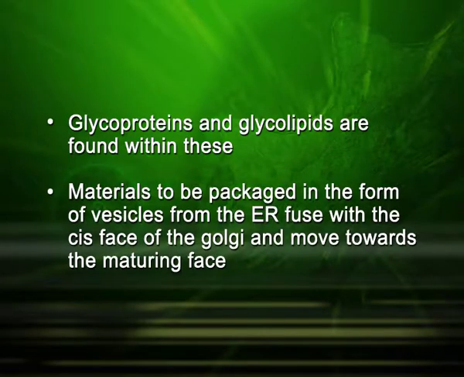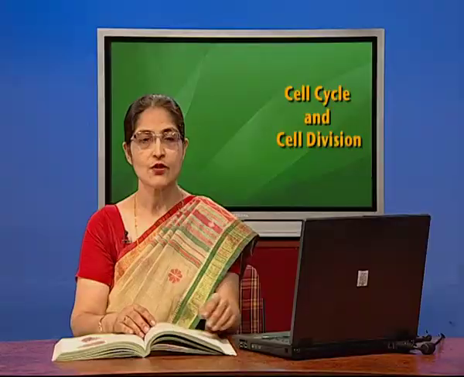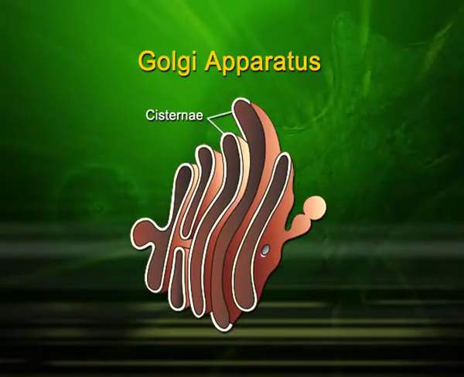Materials to be packaged in the form of vesicles from the endoplasmic reticulum fuse with the cis face of the Golgi and move towards the maturing face. Let us have a look at the picture of the Golgi apparatus. Notice the sac-like structures and the vesicles.